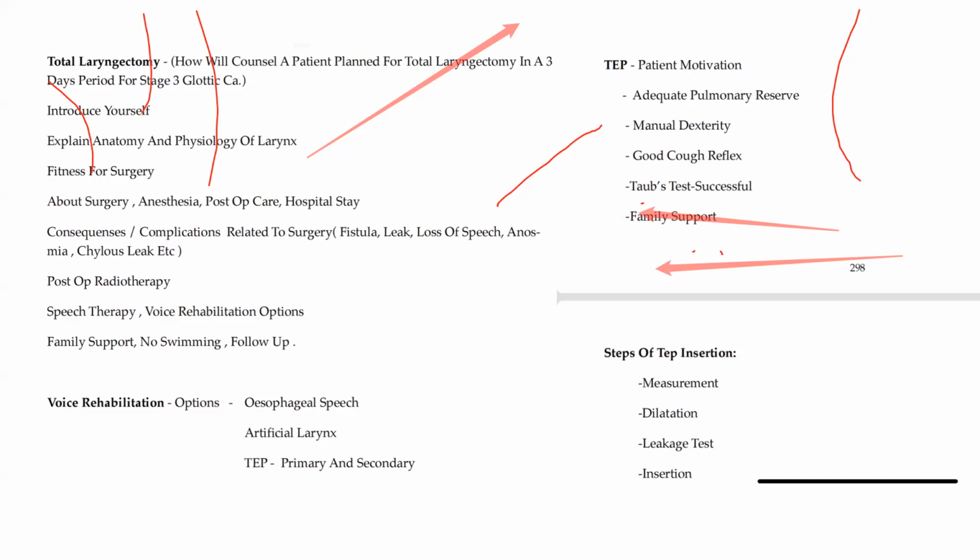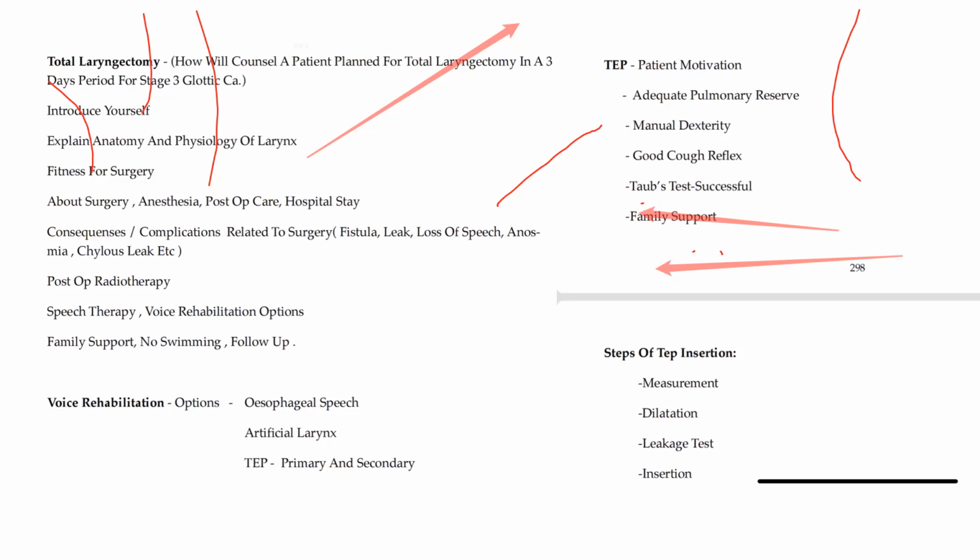And what are the problems this patient is going to develop after the surgery? What are the permanent ones? That is permanent stoma, permanent loss of voice. There is lack of nasal respiration, so there will be loss of olfaction, decreased perception of smell, and we will not be able to do any strenuous activities. These are the four permanent problems this patient is going to have.